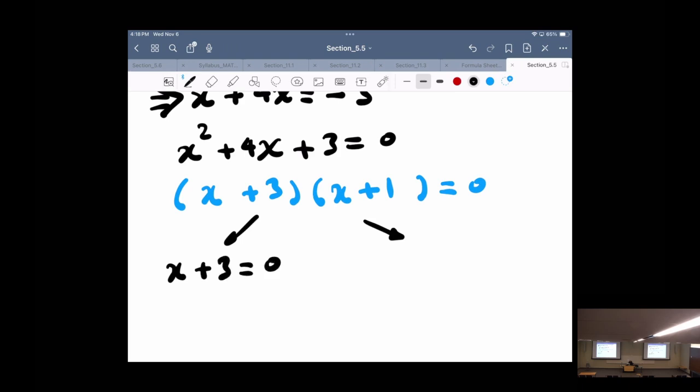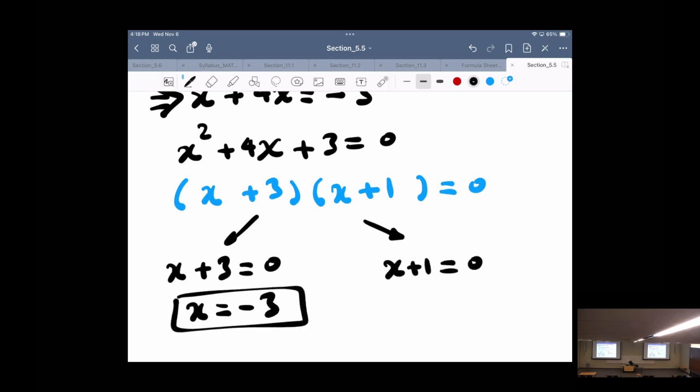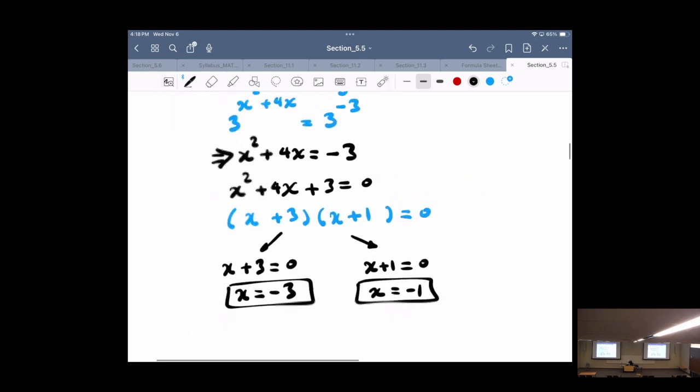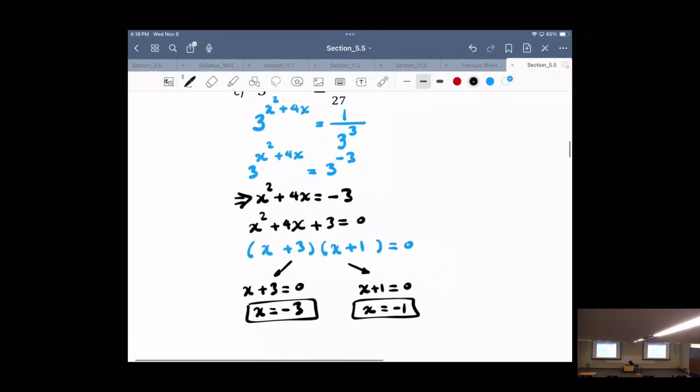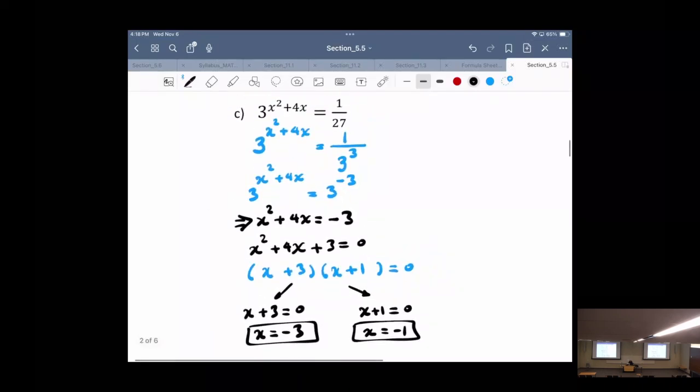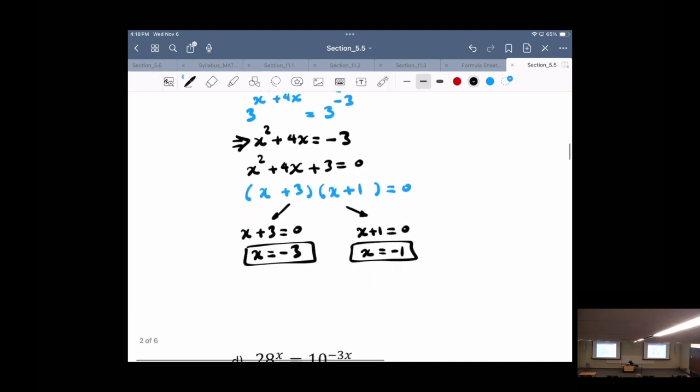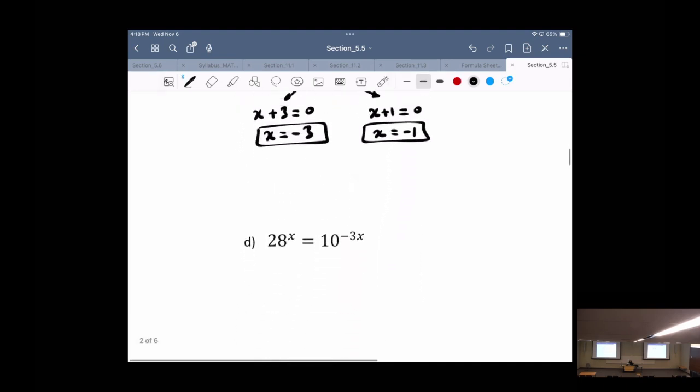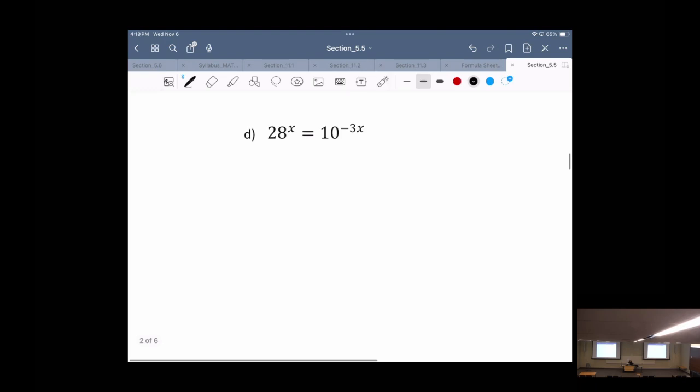If x plus 3 equals 0, then x equals minus 3. That's one solution. And if x plus 1 equals 0, then x equals minus 1. That's the other solution. Okay, so this is basically how we go about solving this. I hope this is what you got also. So moving ahead to the next one.